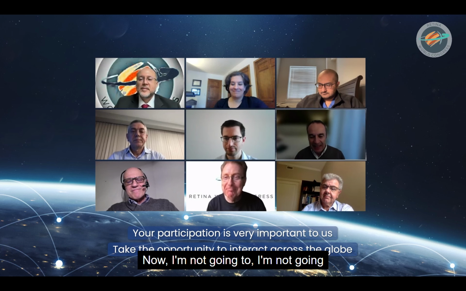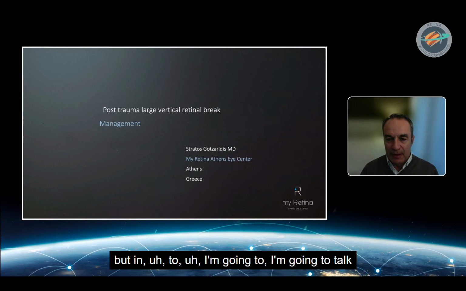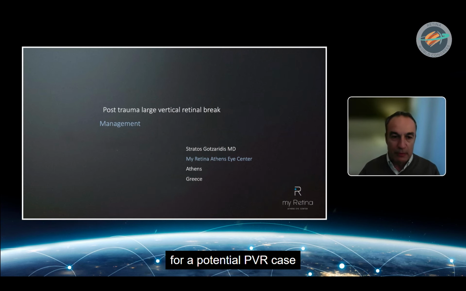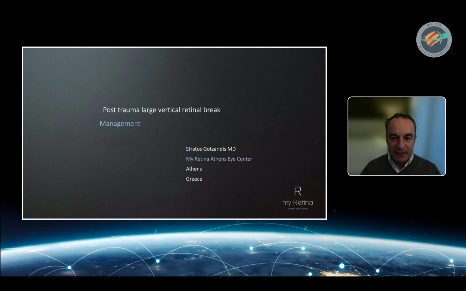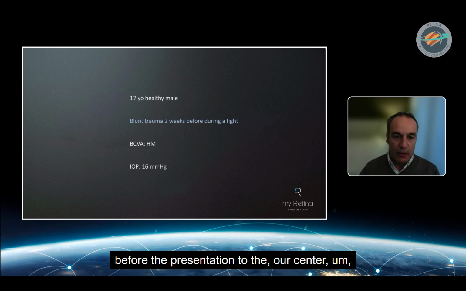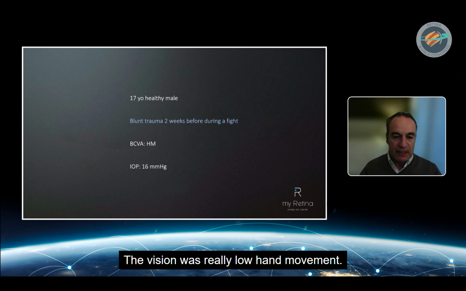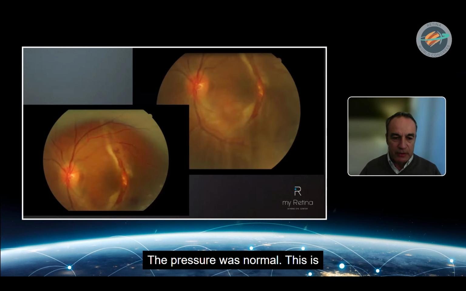Pleasure. Now, I'm not going to talk about a real PVR case, but about a potential PVR case: a post-trauma large vertical retinal break in a young patient, a 17-year-old male who had a fight, and 2 weeks before the presentation to our center, he had this injury. The vision was really low, hand movement, the pressure was normal.